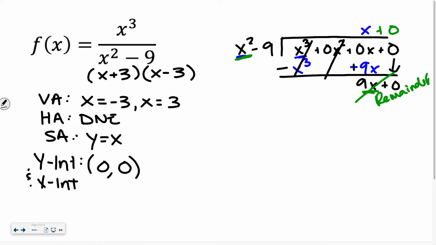So if I set x cubed equal to 0, the answer is 0. But I have that at 0, 0. And what's going to be interesting in our graph is 0, 0 is a point on this slant asymptote. That's okay. So I'm going to draw that next.